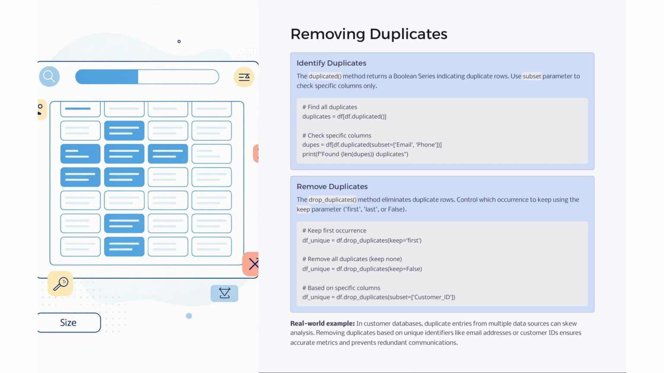Identifying duplicates in datasets is crucial for accurate analysis. Use the duplicated method to find duplicates, specifying columns with the subset parameter. Remove duplicates with drop_duplicates.